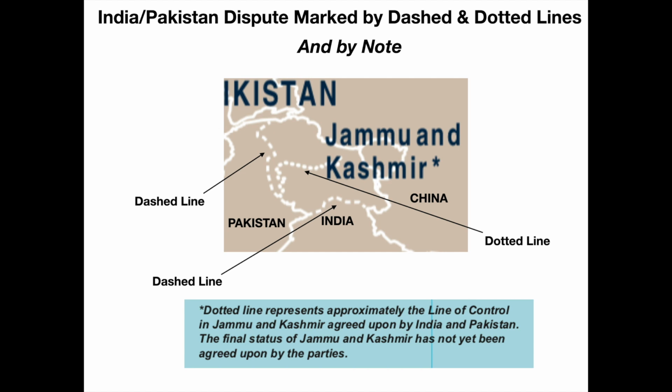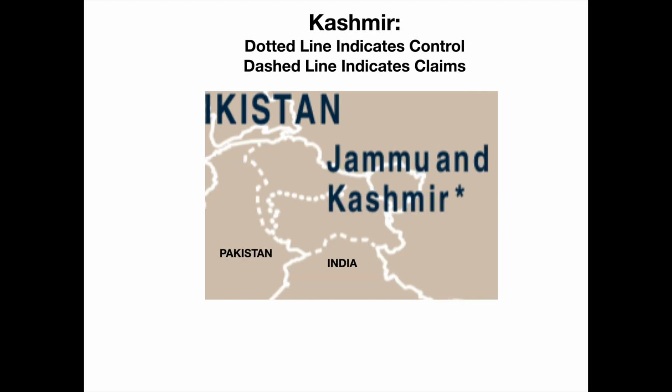Let's look next at probably the most complex of all of these disputes, that between India and Pakistan over an area that was until recently known as Jammu and Kashmir. Still is sometimes, although India has changed its terminology here. But this is one place where we see a combination of dashed lines and a dotted line to try to convey the complexity here. Let me highlight this so that we can see more clearly what's going on.